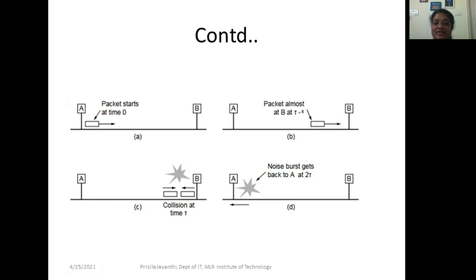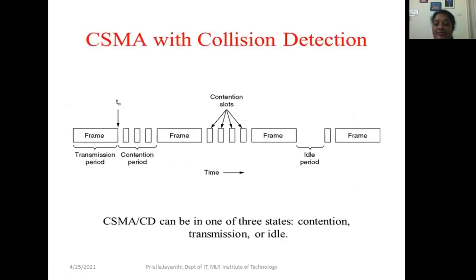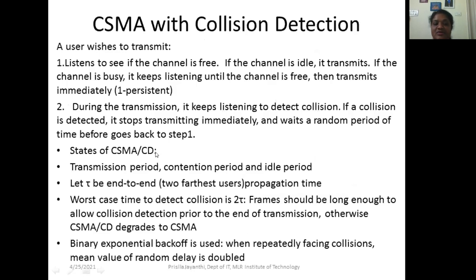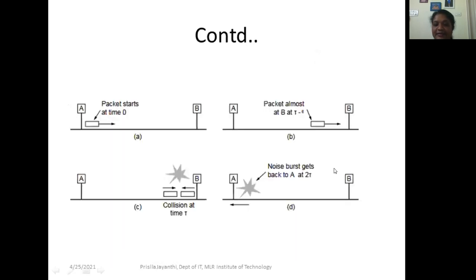That is nothing but the frame which has been sent from A to B being collided. So you see that there is a noise burst at A. Now we have a frame. This is about collision detection and the different states. You have the transmission period, contention period and idle period. Just now we have seen the different states of CSMA/CD.